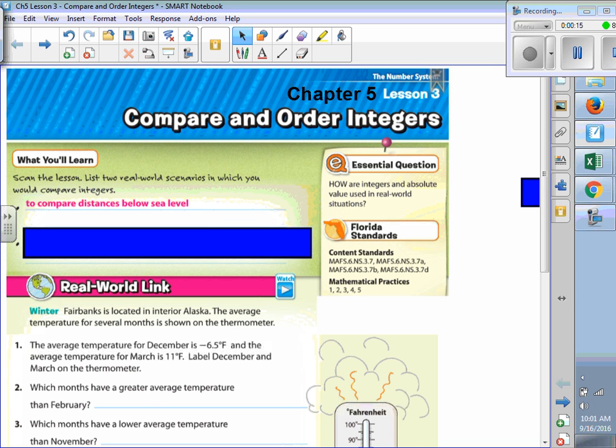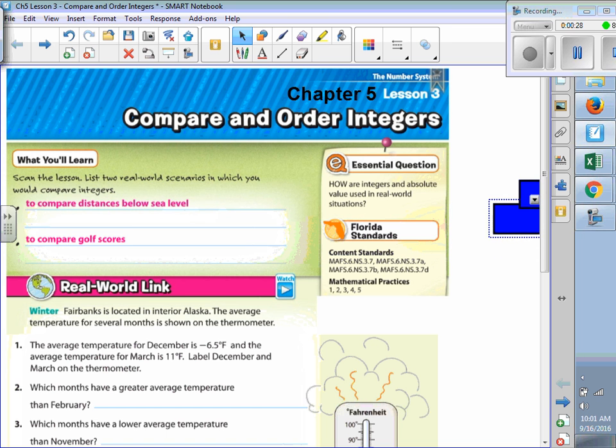We could use integers to compare distances below sea level. The reason I say below sea level is because when it's below, it's going to be negative. Very good. Here, comparing golf scores. I guess you guys know golf? It's like strokes under par and over par, right? Good. You can use integers to compare temperature, weather, right? Okay, very good.